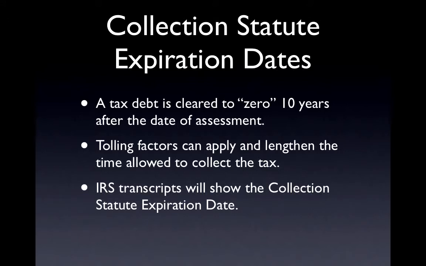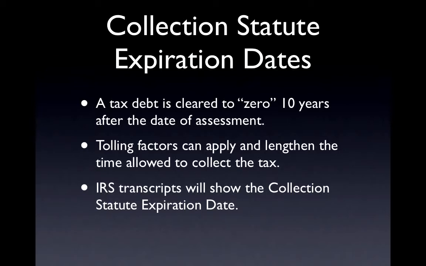But you go ahead and you file on September 9th, then all things remaining constant, let's just assume that they accept your return and they assess the tax on September 9th. That'll be the assessment date that the 10 years will start to run from. Now, there can be multiple assessment dates, and let me give you an example.